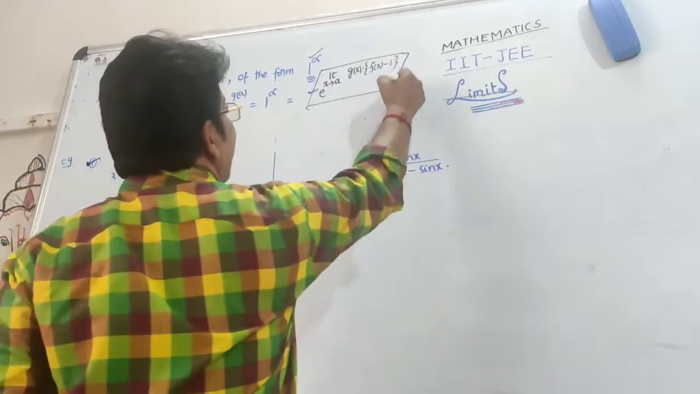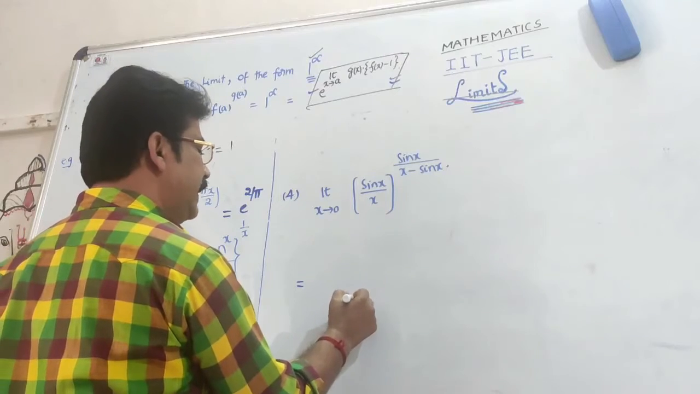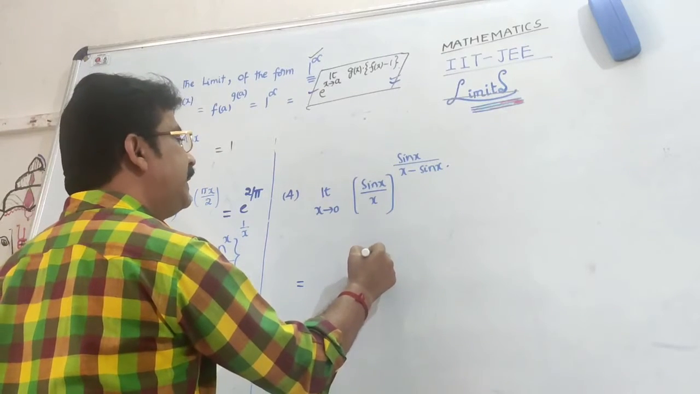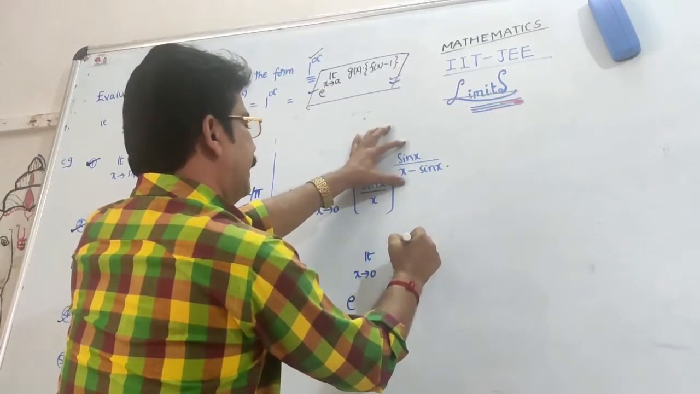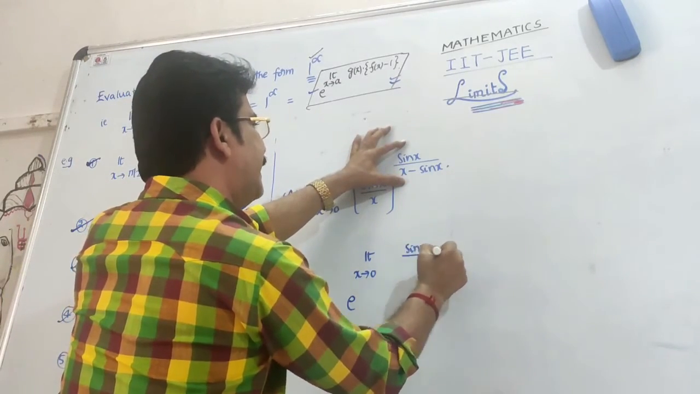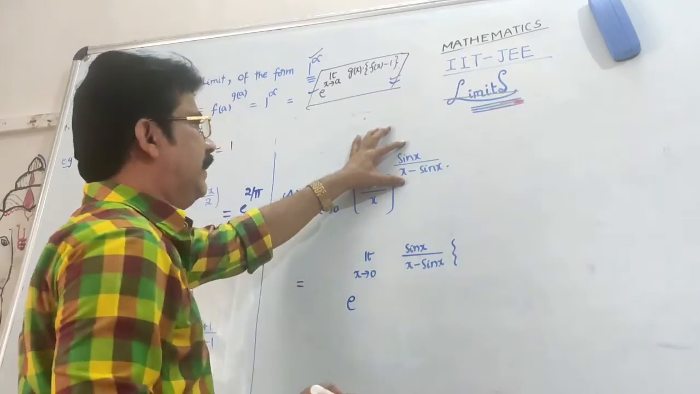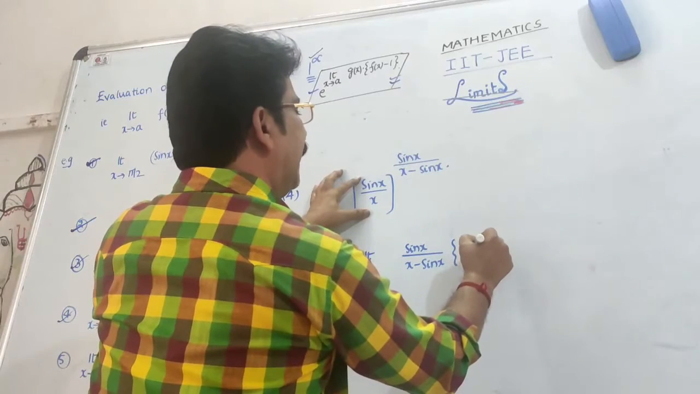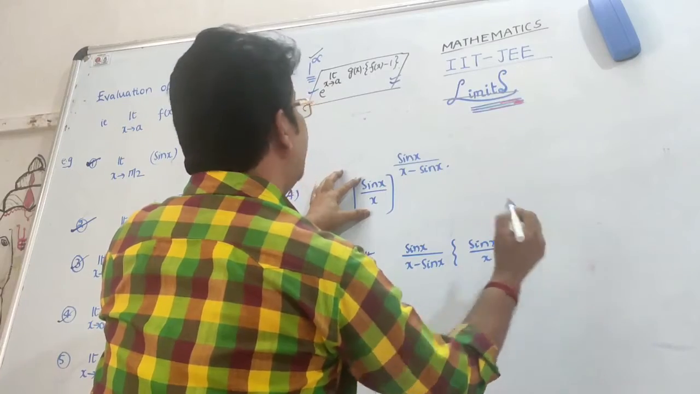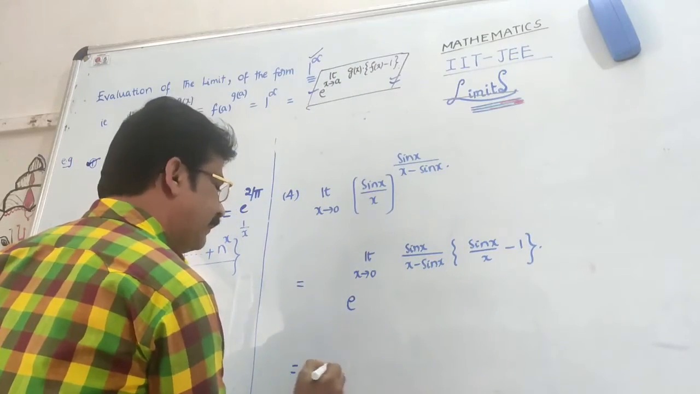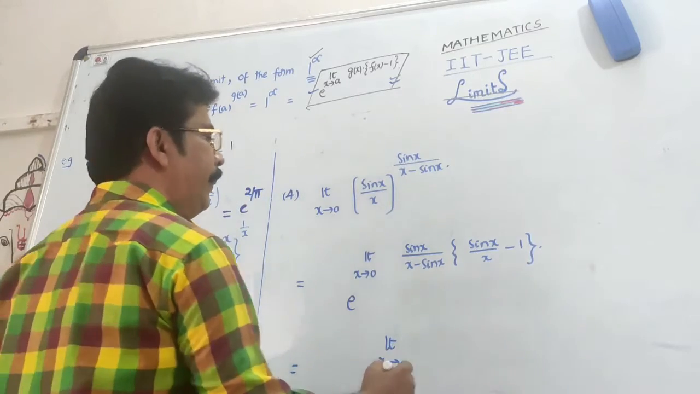So therefore, again we are using this formula. That is equal to e power limit x tends to 0 of z of x into f of x. This is the z of x: sin x divided by x minus sin x. F of x means sin x divided by x minus 1. It is completed.